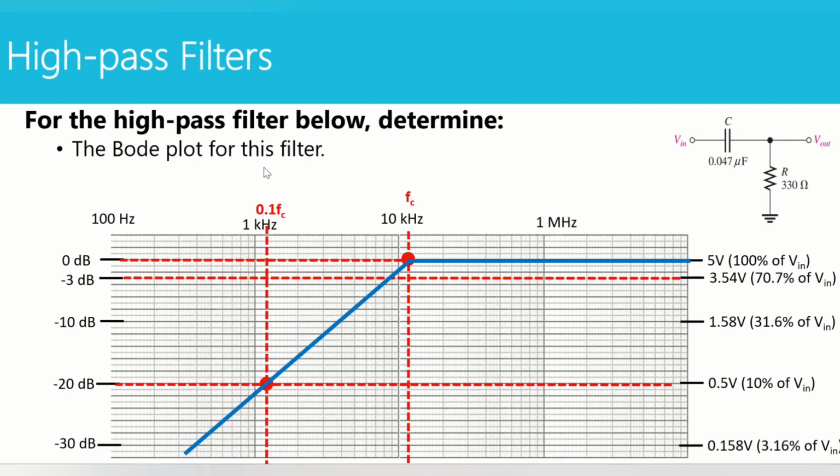Next, I'm going to add my actual curve, showing the roll-off at negative 3 dB. And there's my Bode plot for this high-pass filter. Again, the ideal curve is in blue. The green is the actual curve.